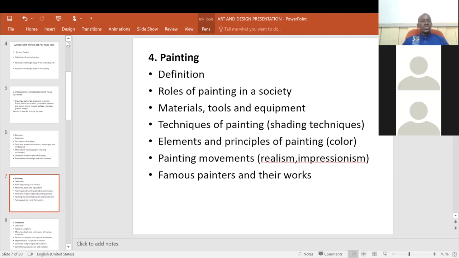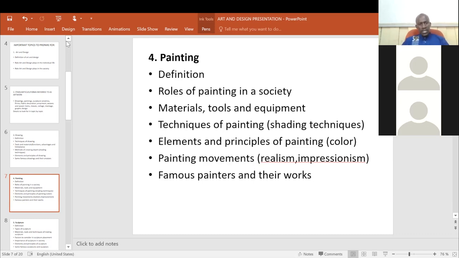Secondly, they need to discuss and highlight the roles of painting in a society. What are some of the roles of painting in a society? Paintings can be used to communicate, they can be used to convey a specific message, they can be for utilitarian purposes, they can be for education, and so on and so forth. Those are some of the roles of painting.